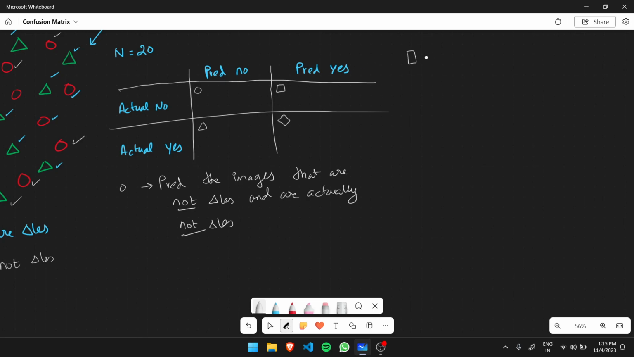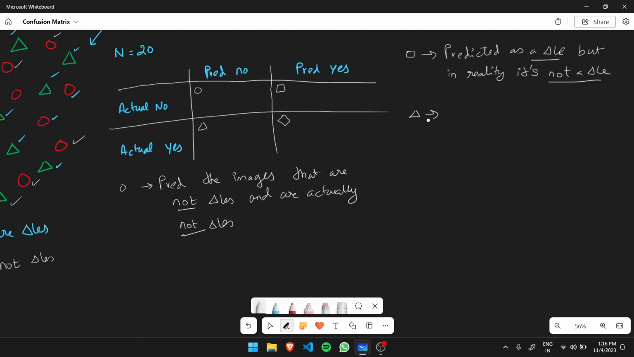Like this is what I meant, okay? And for this one, it is the classification model predicted it is a triangle, but in actuality, it was not a triangle. So it predicted a triangle, but in reality it's not a triangle.